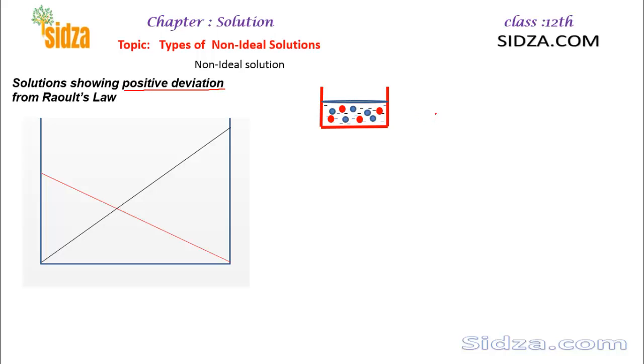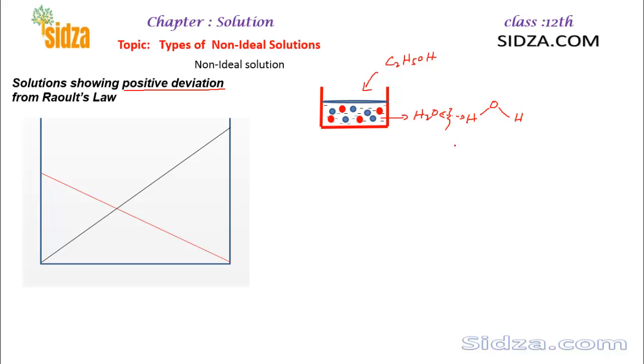suppose you take water as the solvent, and in the water I'm going to add ethanol, C2H5OH. In the solvent, between the two water molecules there is a strong hydrogen bond, correct? But once you add ethanol, the hydrogen bond will break between the solvent molecules, and a new hydrogen bond will be formed between solute and solvent.